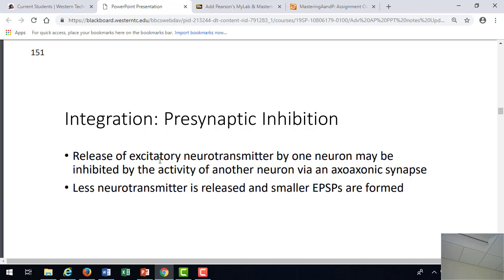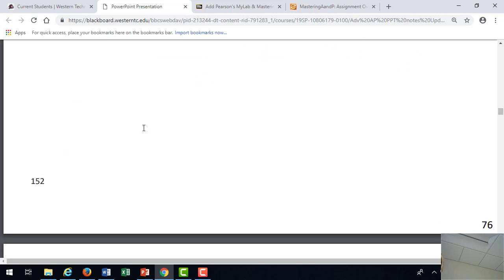So there's different neurotransmitters. Some excite, some inhibit. Or if I don't have enough neurotransmitter, I'm not going to get enough EPSPs to get to threshold. So integration just means I'm adding up EPSPs and IPSPs, integrating the two different types of stimulation or lack of stimulation.